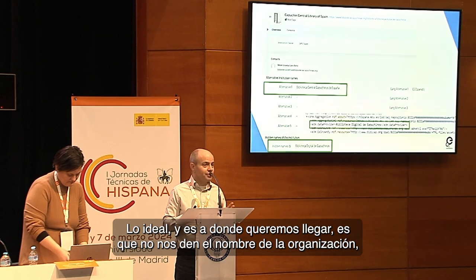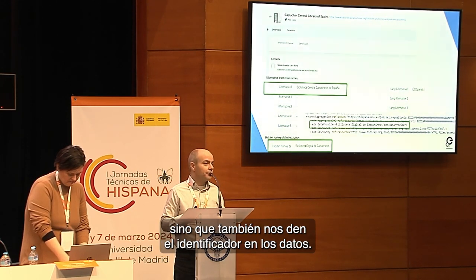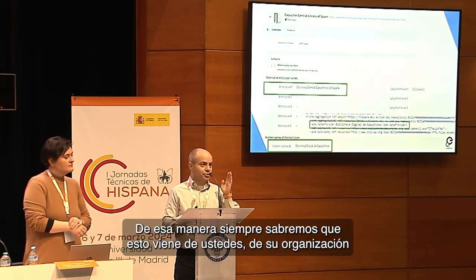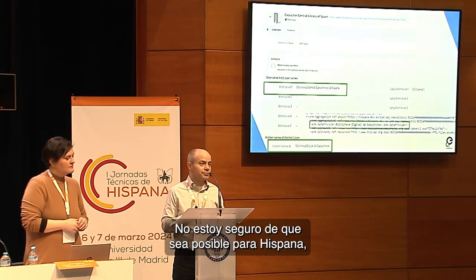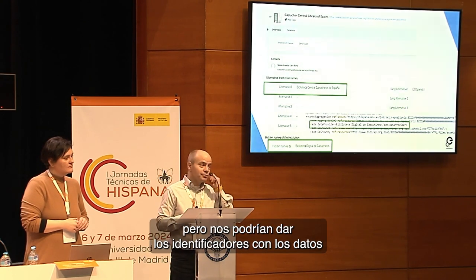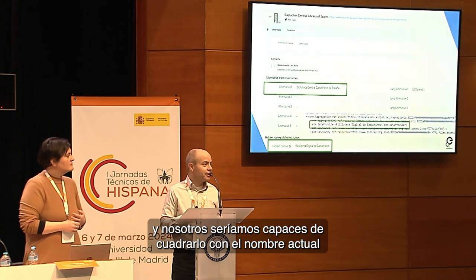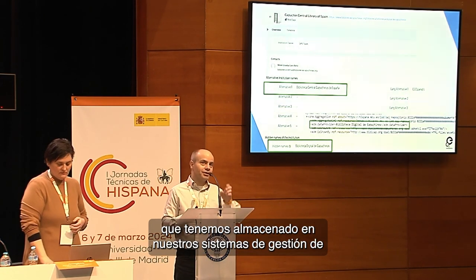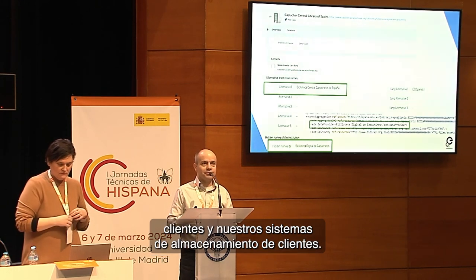Ideally, and this is what we want to get to, is that you're not giving us the organization name as a string, but you give us the identifier in the data. Then we always know this is you. This is coming from your organization. And this is already something that's possible. So not sure that it's possible for Hispana, but you could give us the identifiers with the data, and we would be able to match it with the correct name that we have stored in our customer relationship management system.